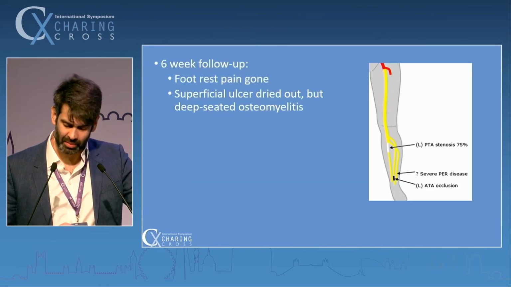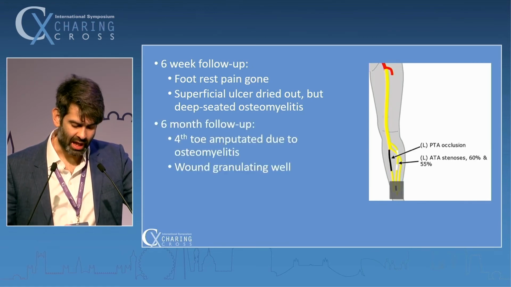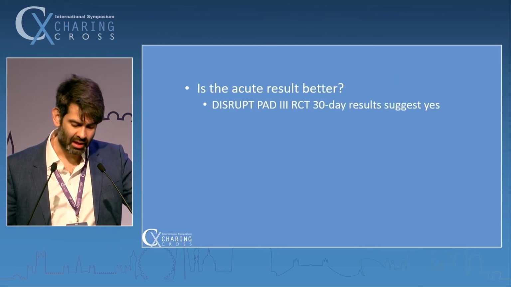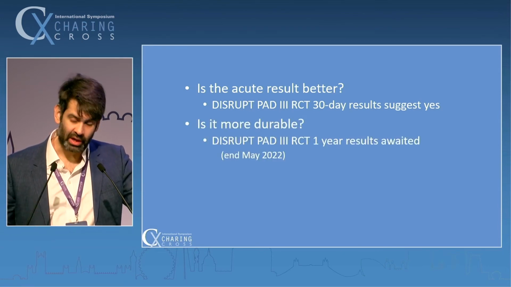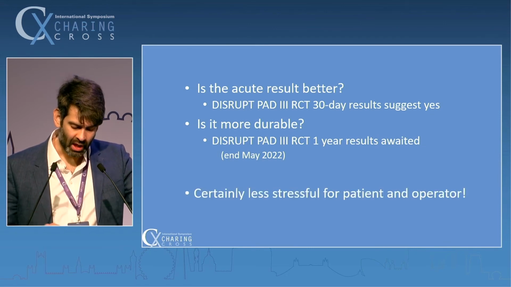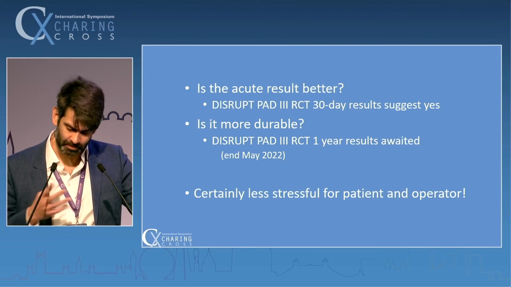The clinical story of the patient: his rest pain is gone, the ulcer's dried out, but he has osteomyelitis, so we have to take away the fourth toe, and his fourth toe amputation wound is now healing well. Is the acute result better? The Disrupt PAD results from 30 days suggest yes. Is it more durable? Well, we're going to find out next month what the one-year results from the Disrupt PAD 3 trial are. I can tell you one thing: it's definitely less stressful for the patient and for the operator.